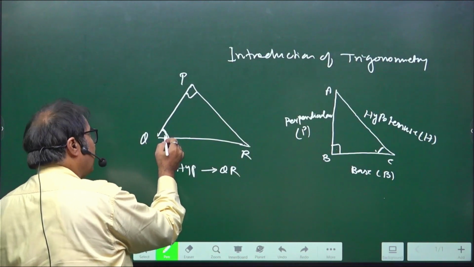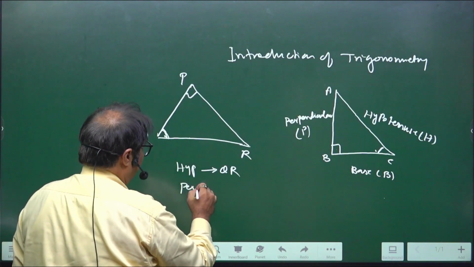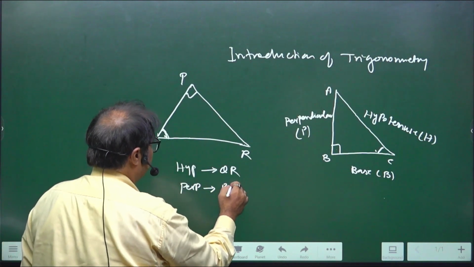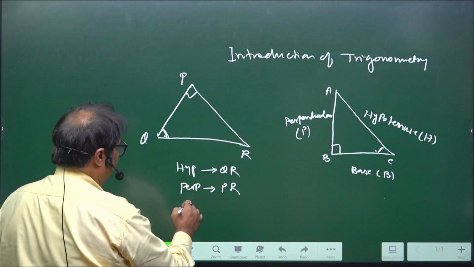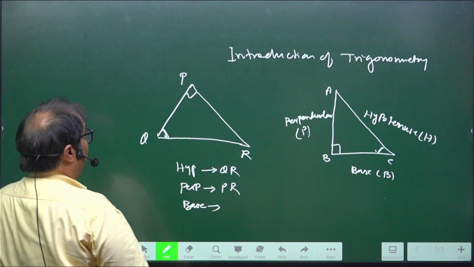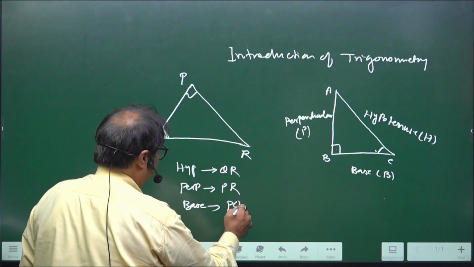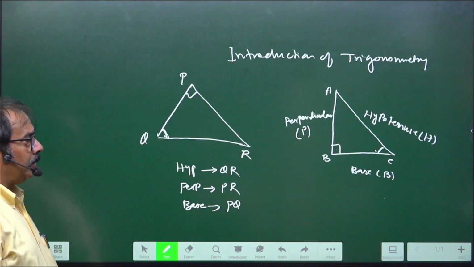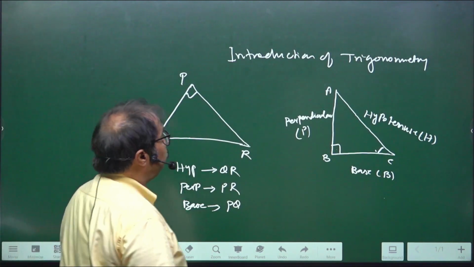So as per this angle, the opposite side is perpendicular. So perpendicular is side PR and the remaining side is base, right? So which will be the base? So the remaining side, this PQ, and this is the base, right? Okay, got it?